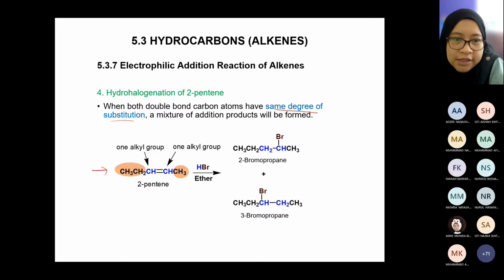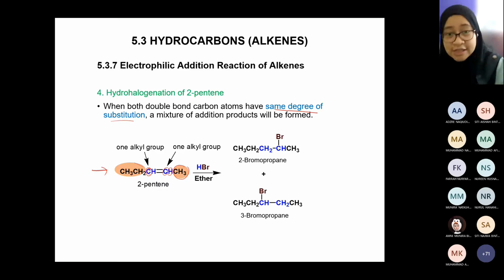So we have 2-pentene here. So this is what it meant by same degree of substitution. Okay, as you can see, this carbon has 1 hydrogen and 1 alkyl group, right? Same goes to this carbon. This carbon is also having 1 hydrogen and 1 alkyl group. Okay, dia maksudnya dia punya degree of substitution dia tu sama. Okay, this is mono-substituted and this is also mono-substituted.